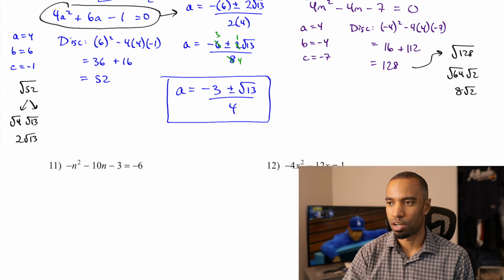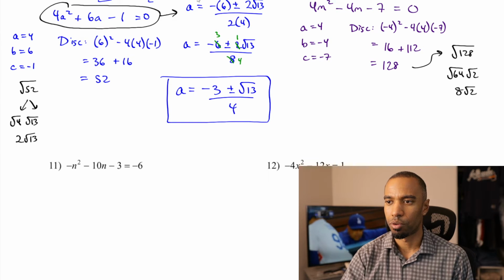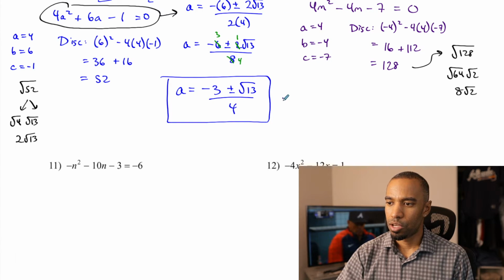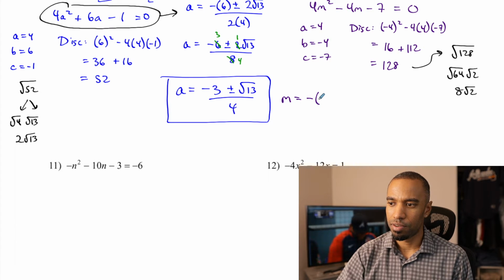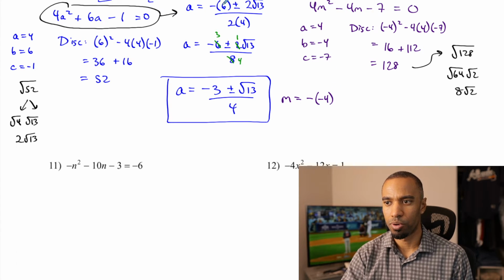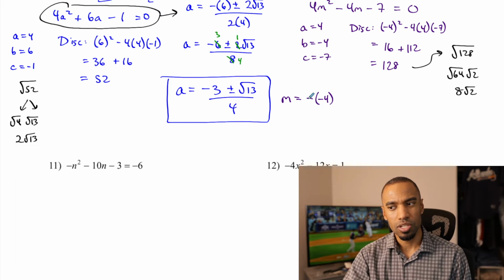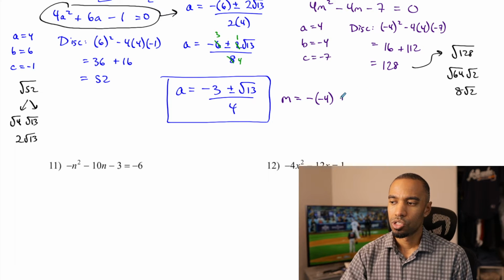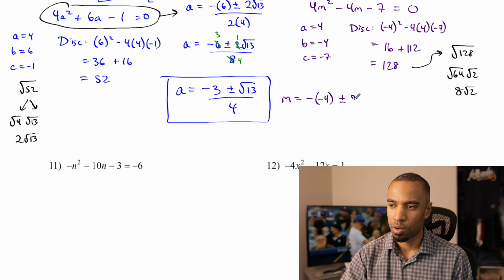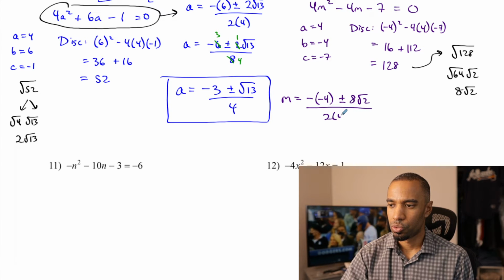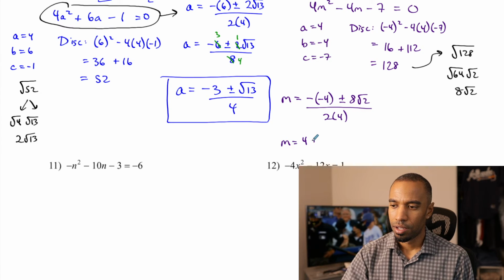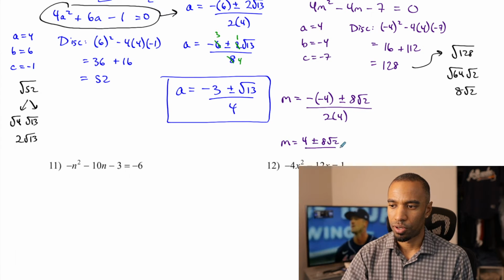So check this out in the quadratic formula. M equals, now here's our negative b. Negative b is the opposite of negative 4. You might notice I've always been putting this in parentheses, even with a positive number. We're doing the opposite of this. It's not just negative 4, it's the opposite of it. So plus or minus the square root of b squared minus 4ac, all divided by 2a. So that's going to be positive 4 plus or minus 8 root 2 all over 8.